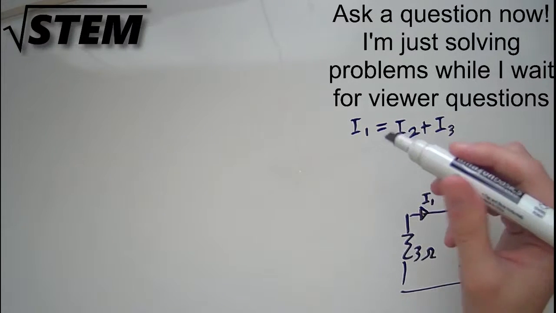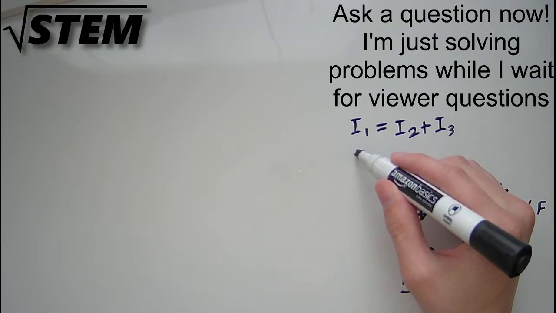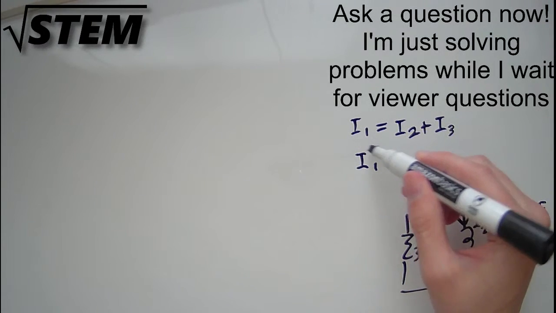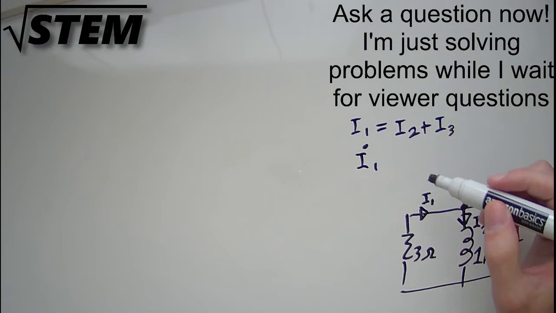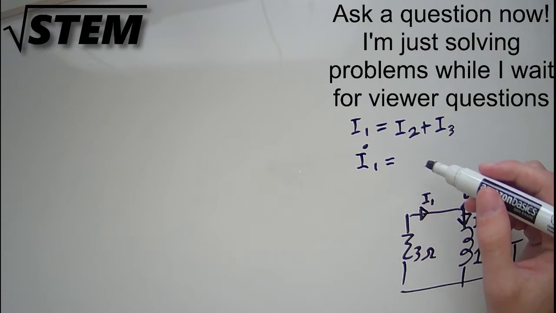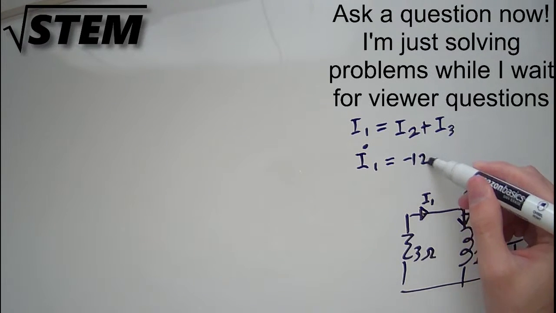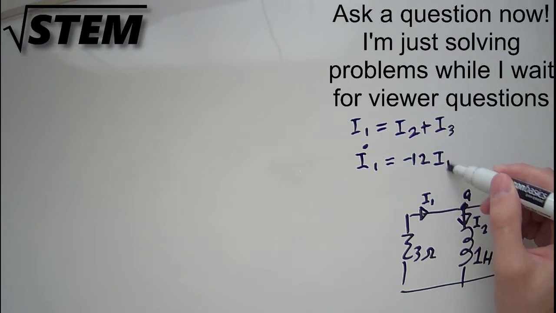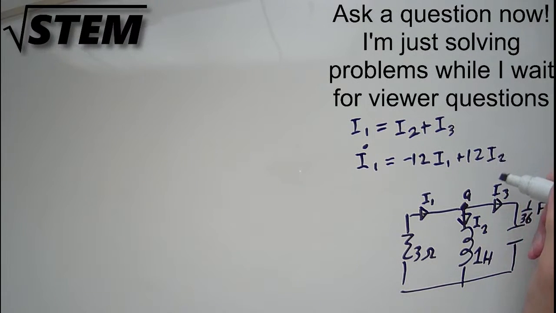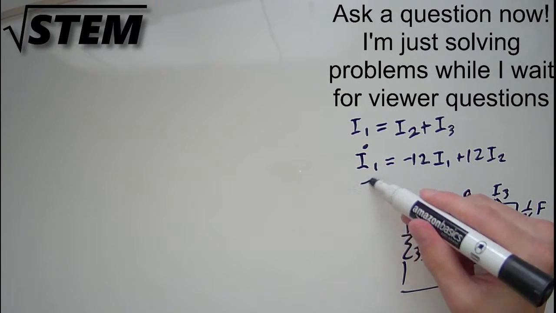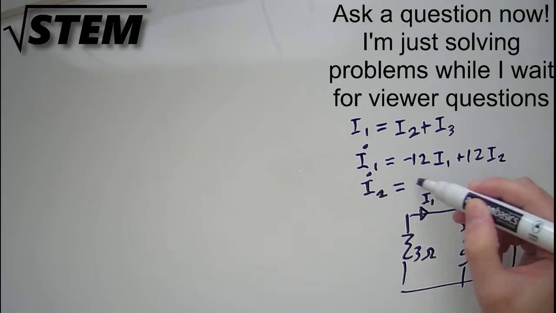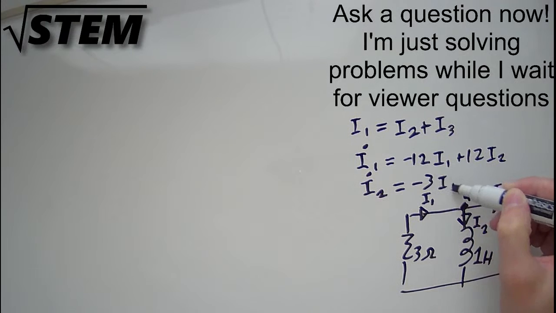And we're also given I1 dot, I guess we'll use dot notation since these are time derivatives, is equal to negative 12 I1 plus 12 I2, and we get I2 dot is equal to negative 3 I1.